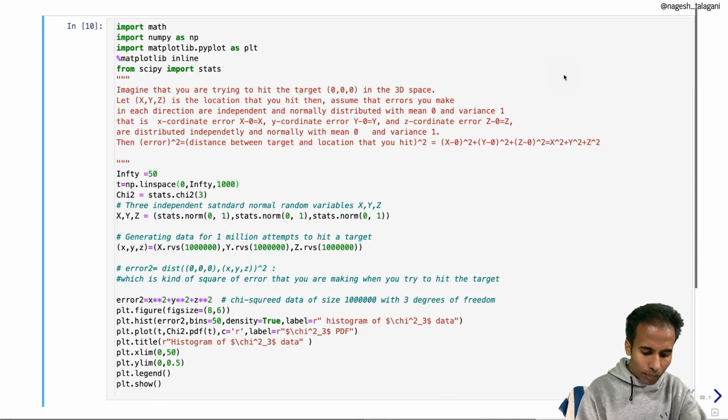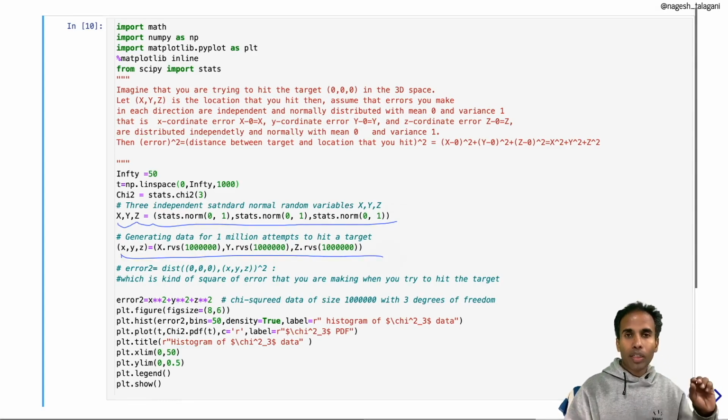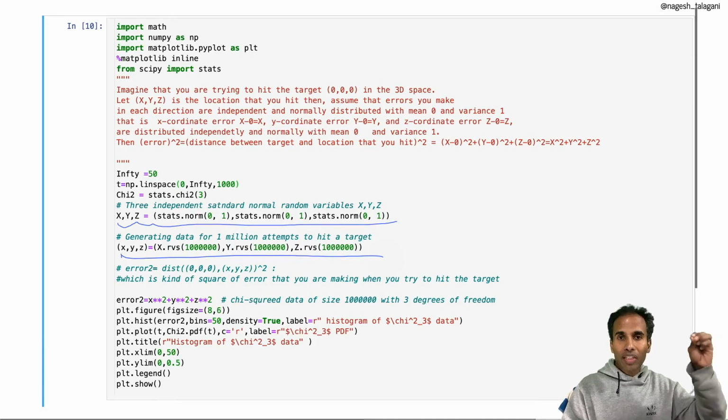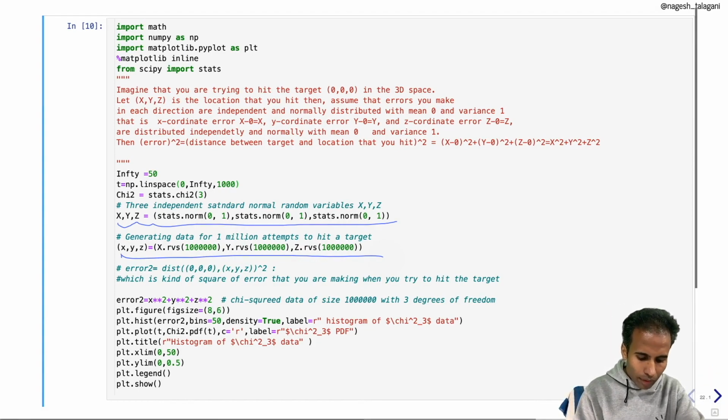In this program, I have taken 3 standard normal random variables. This line will give me a million locations that we can hit when we try to hit the 0, 0, 0 location, where the coordinate errors follow standard normal distribution. Then here this error square is going to be x square plus y square plus z square.